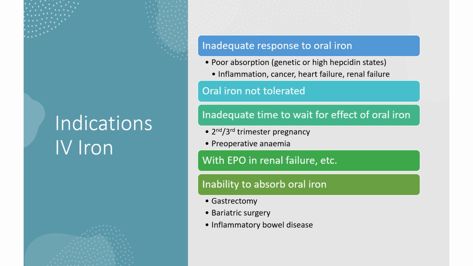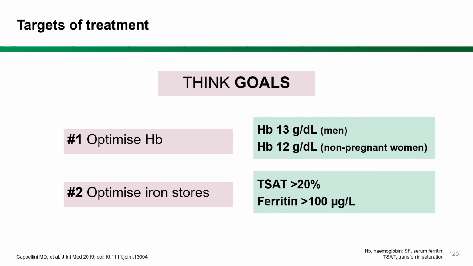When you treat, you do need to think in terms of the goals of therapy. What are you aiming for? Well, you want to normalize your hemoglobin, but you also want to optimize your iron stores, which is a ferritin more than 100 and a TSAT more than 20%, which usually gives you enough iron for a normal pregnancy.